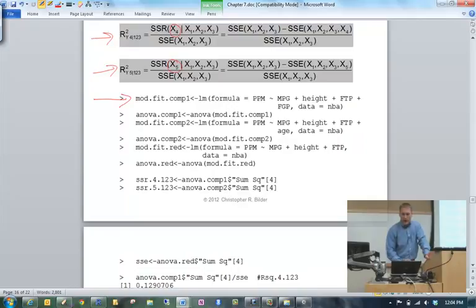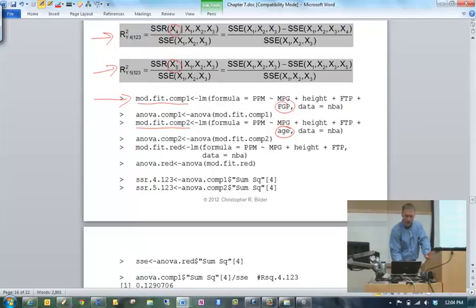Suppose I look at a model that has field goal percentage in it. I call it mod.fit.comp1 as the end result. I use the ANOVA function to pull some stuff out to get the corresponding sums of squares. Mod.fit.comp2 now includes age in the model without field goal percentage. Again, I use the ANOVA function to get some stuff out.